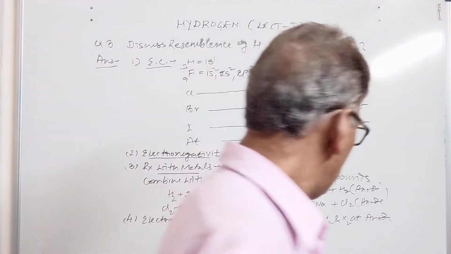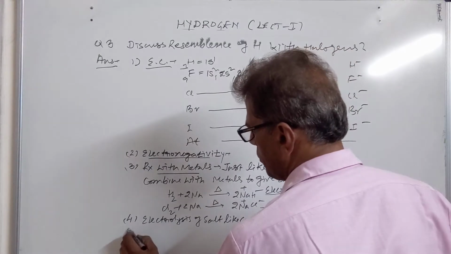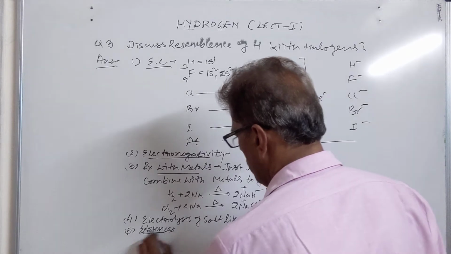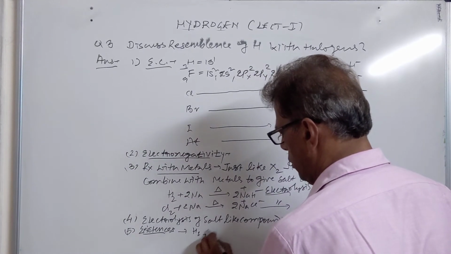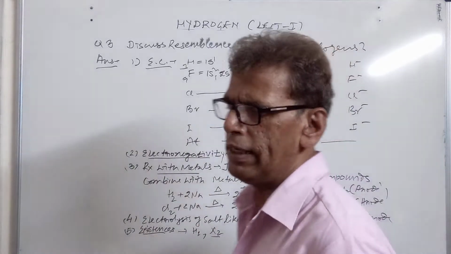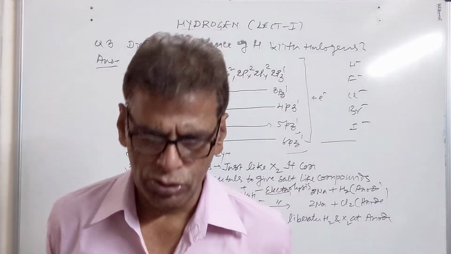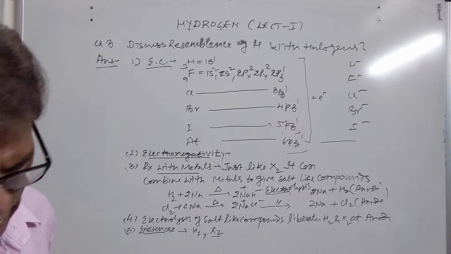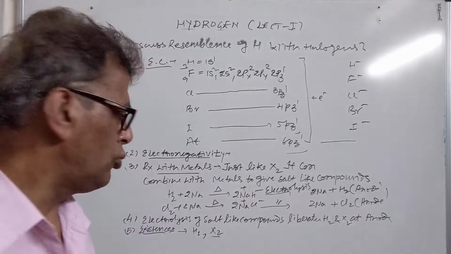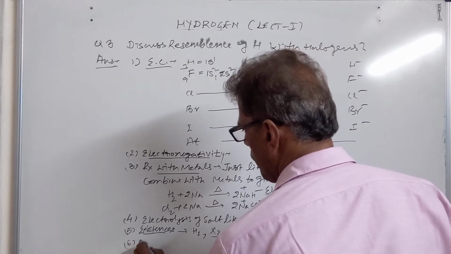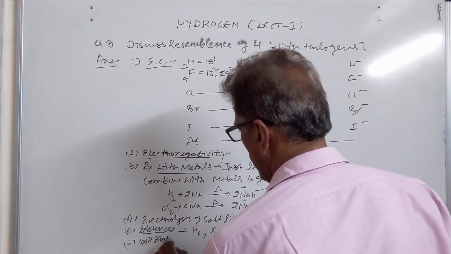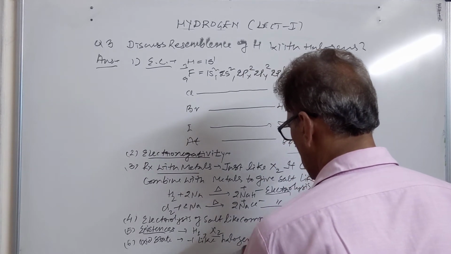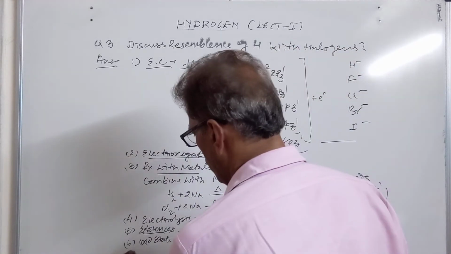Then we have the next property, that is existence. So they both exist as diatomic gases. All halogens exist as diatomic gases, F2, Cl2, Br2. Just like halogens, hydrogen also exists as a diatomic gas. Then we have the oxidation state. Just like halogens, hydrogen shows the -1 state. They also show -1 oxidation state.